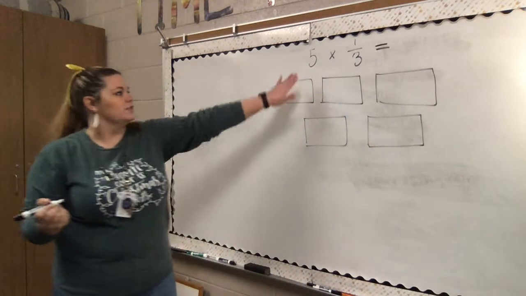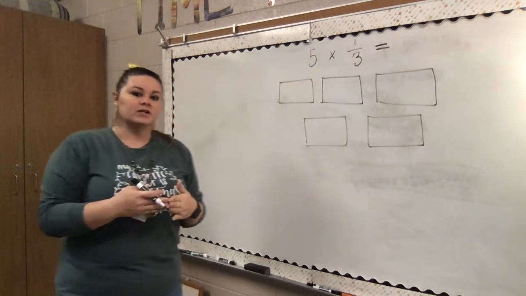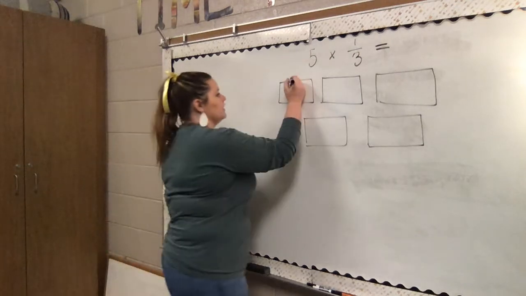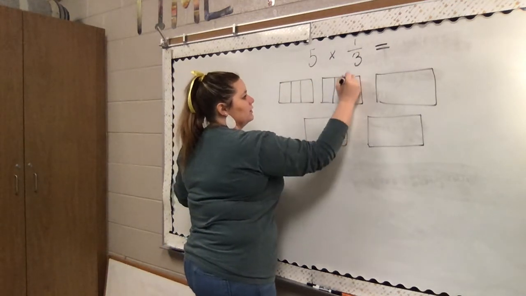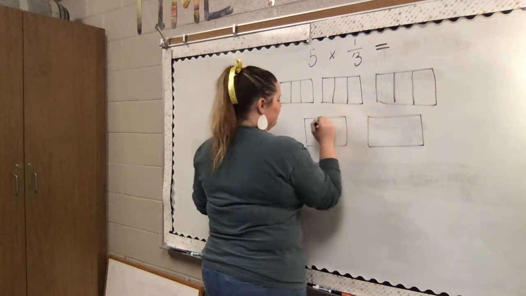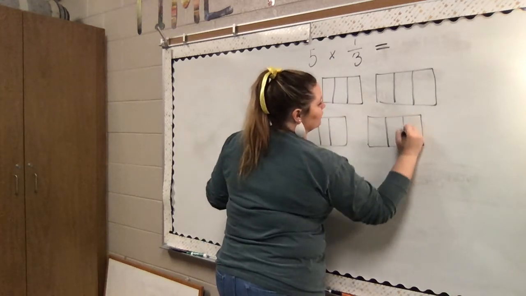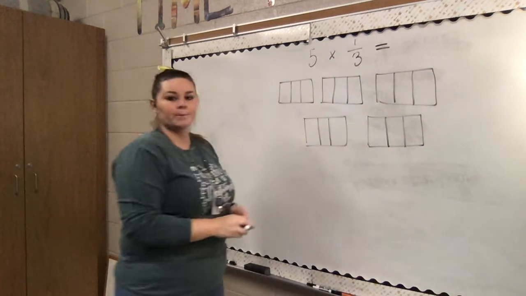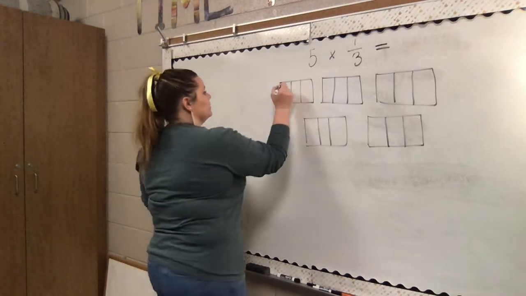So that's 5. Now I need 1/3 of each of those. So I'm going to split each whole into 3 equal pieces, just like this. And then how many do you think I'm going to shade in each one? I'm going to shade 1 of each one because that's my numerator for this second factor here. So I'm going to shade 1 of each.